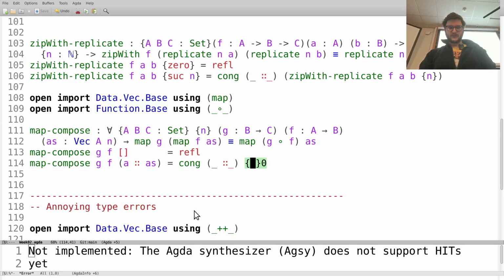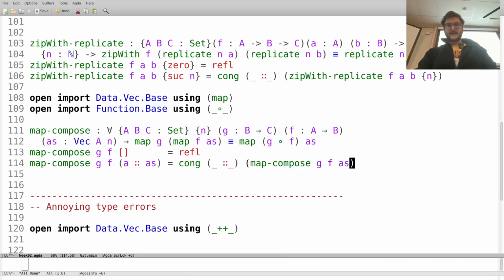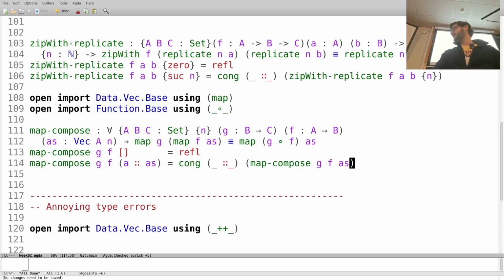Is it even? Oh no, okay. Yeah, it has completely given up. That's actually a good thing. Like we can import some standard library with holes, and then no one can use auto to do their coursework.